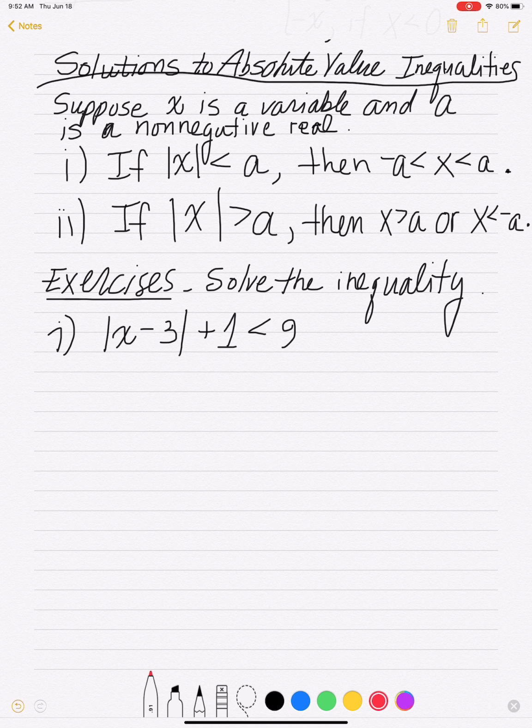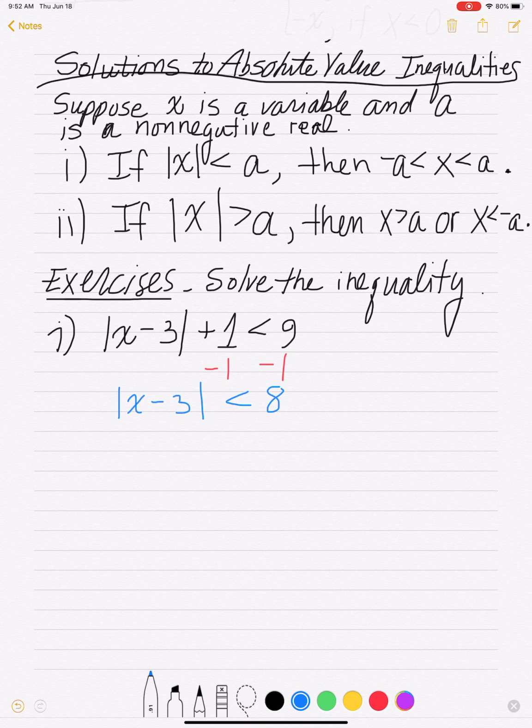So here I'm going to subtract 1 from both sides to get rid of that plus 1, right? That plus 1 is not within the absolute value. So we're going to subtract 1 from both sides. We're going to do the absolute value of x minus 3 is less than, what's 9 minus 1? 9 minus 1 is 8. Okay, so now we have the absolute value of x minus 3 is less than 8.